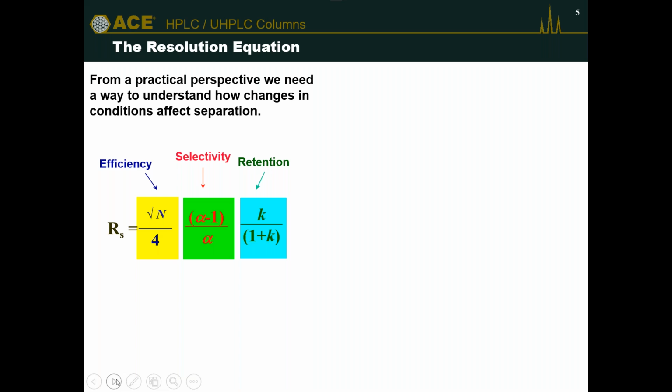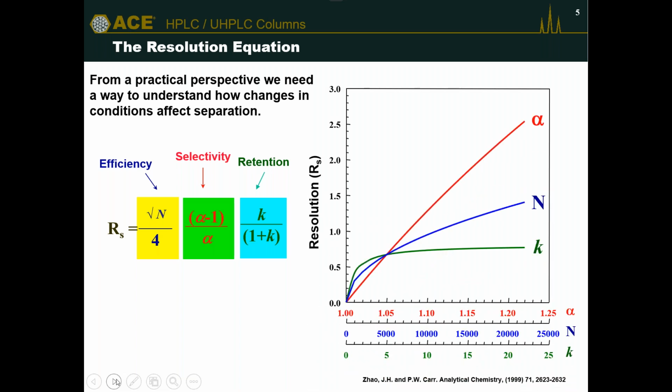And selectivity, as you can see from this great graph, is really the most powerful of those parameters. So we need retention. You can see that indicated by the green graph. We need efficiency, which is a steeper line, but the most powerful part of this equation and the most powerful tool to you as a chromatographer is alpha, which represents selectivity. So the red line here in the graph.